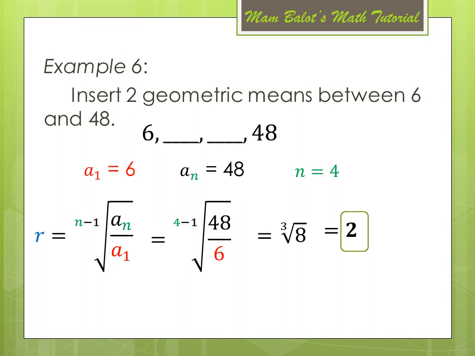So we can get now the geometric means by multiplying by 2. So we have 6 times 2 is equal to 12. Times 2, we get 24. And if we multiply again by 2, we get the last term, which is 48. So the two geometric means between 6 and 48 are 12 and 24.